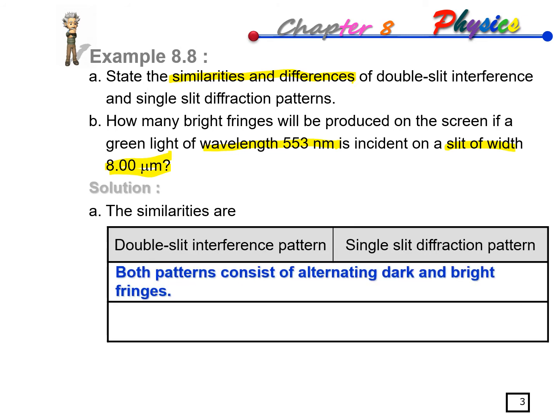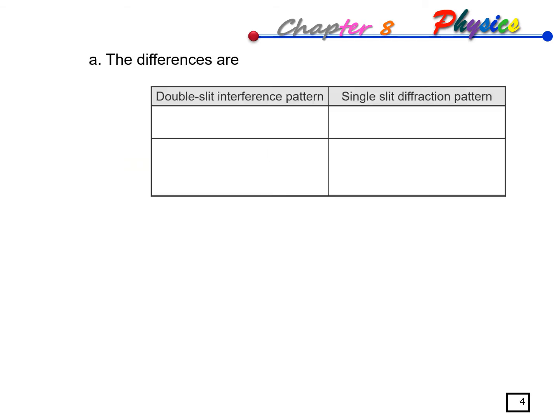Now for the first part, the similarity. Both patterns consist of alternating dark and bright fringes, so you will observe a fringe pattern, bright and dark. Second, the central fringe for both patterns is a bright fringe. And for the differences.